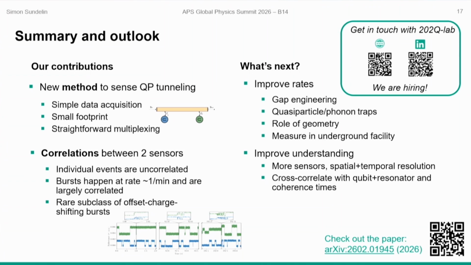Thanks for the good talk. Maybe I just missed the part during the talk, but does offset charge shifting always happen at the same time in the 2 qubits, or do you see the correlation, or can it happen randomly in one qubit and the other qubit doesn't see it? Yeah, good question.